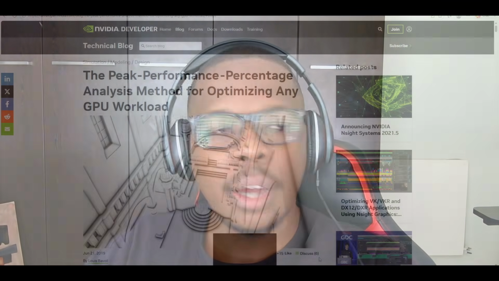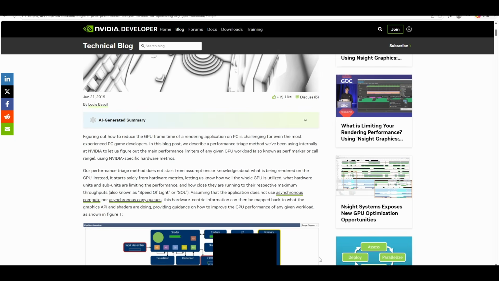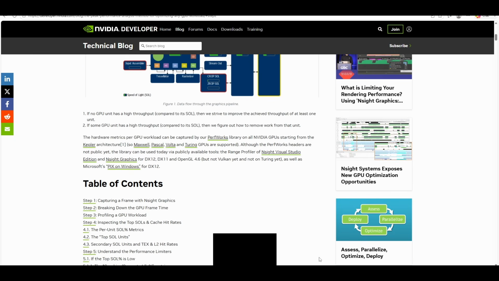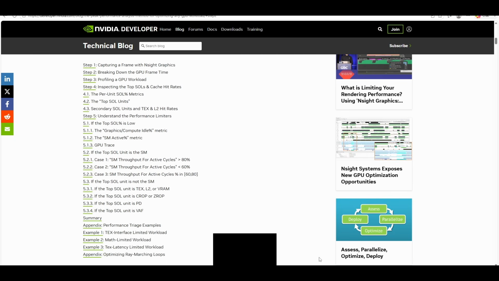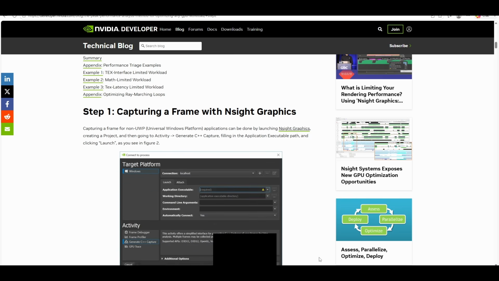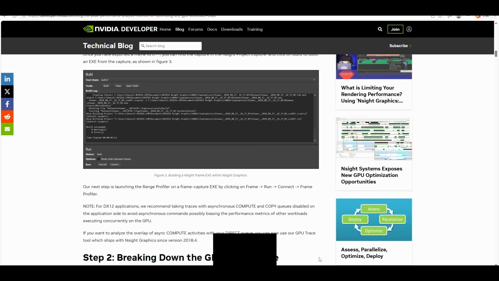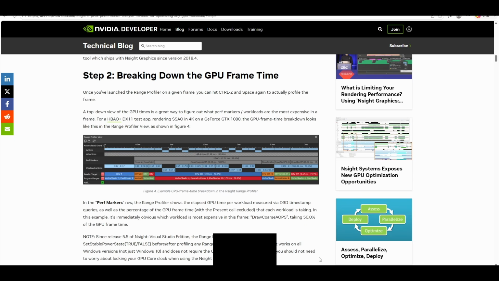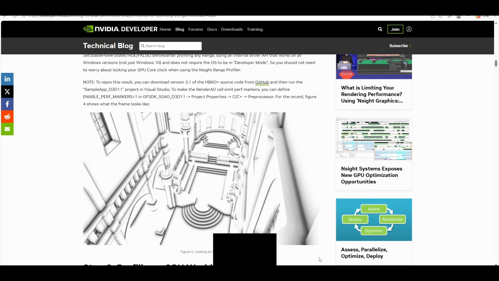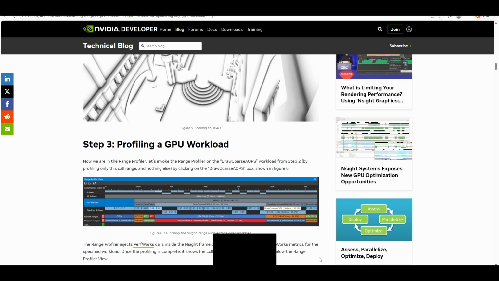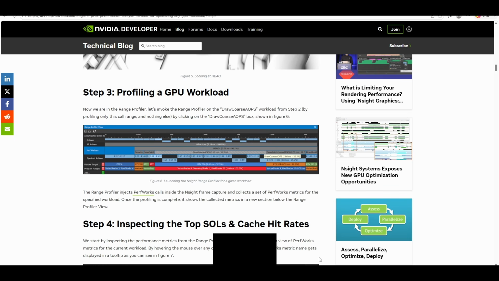There's actually an excellent blog post also linked on peak performance analysis by NVIDIA. And basically, the methodology for it is figuring out what bottlenecks your GPU instead of guessing. And this reframes how you think about optimization entirely, because you stop guessing and start measuring.